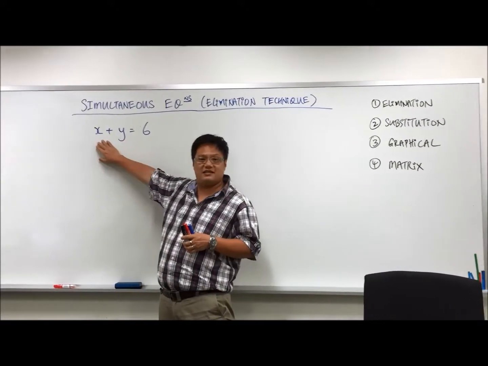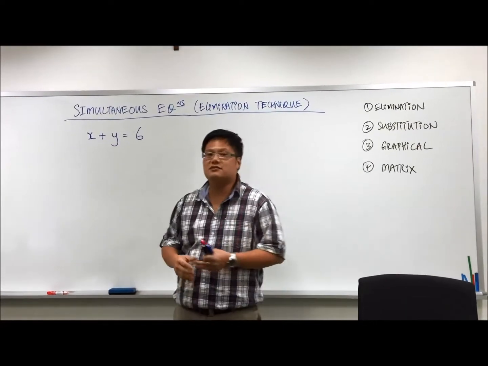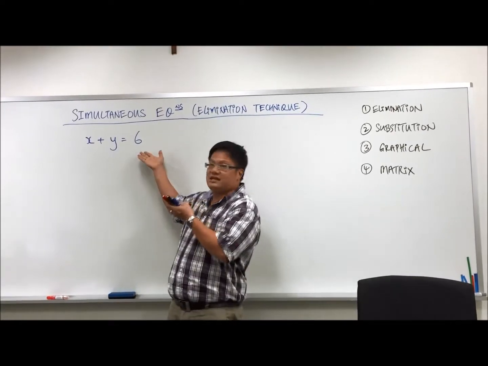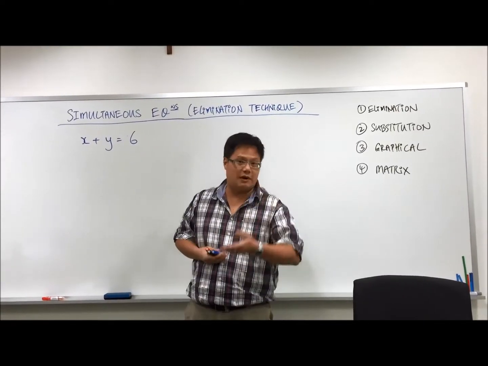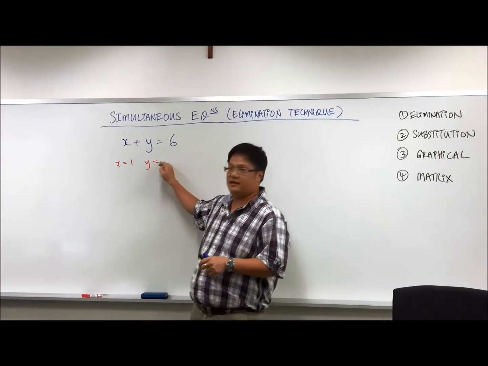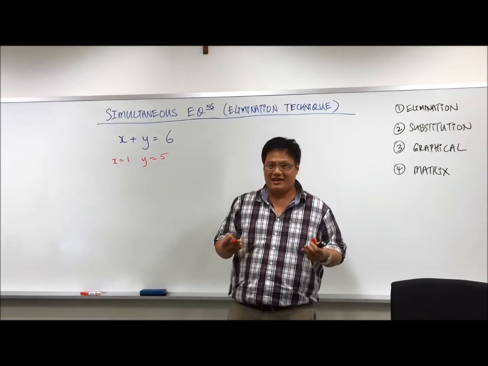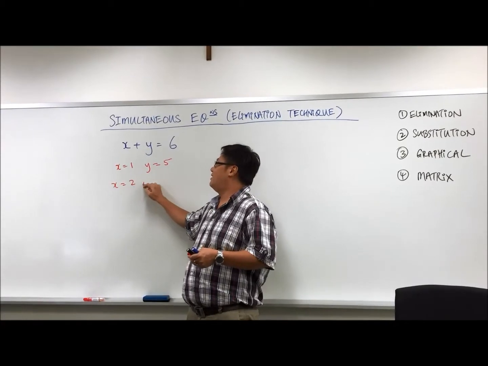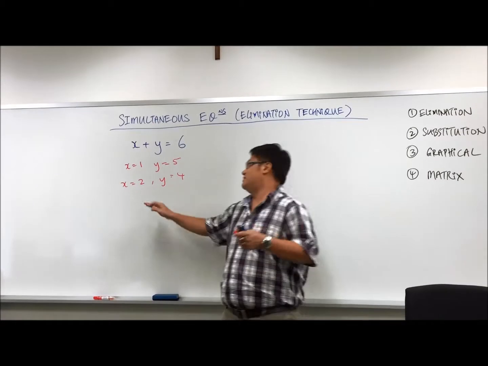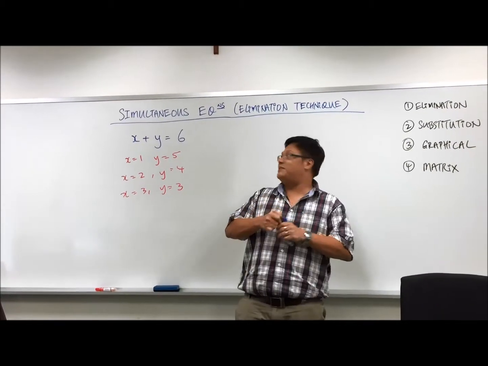This is an equation: x plus y equals 6. When an equation has two unknowns, you do not have a unique solution for x and y that satisfies this particular equation. Think about it. If x is 1, the value of y that satisfies this equation will be 5. Am I correct? If x is 2, y can be 4, because 2 plus 4 is also 6. If x is 3, y can be 3. So 3 plus 3 is also 6.